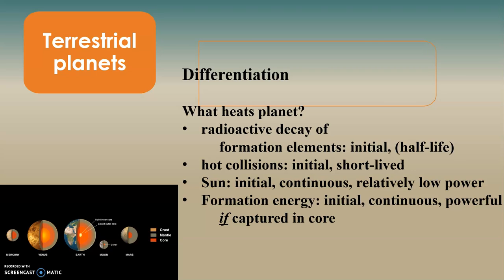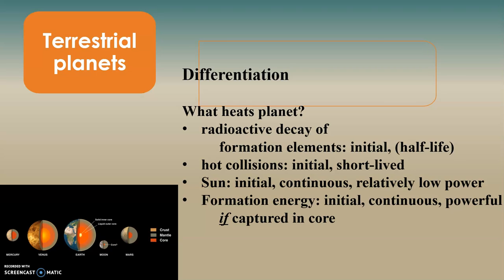Now, let's talk about the fourth one, the formation energy. And that includes all the energy that went into the material and the mass that formed this planet to start with. And that was 4.5 billion years ago. And if you can get that very dense, very heavy elemental debris down into the core, then it can hold a lot of energy and continuously radiate it. It could be a very powerful source of energy for an extremely long time.